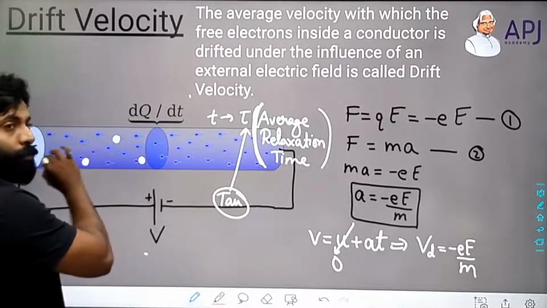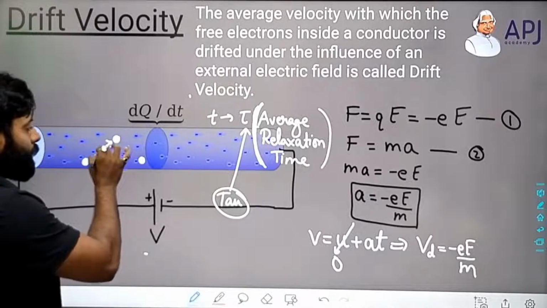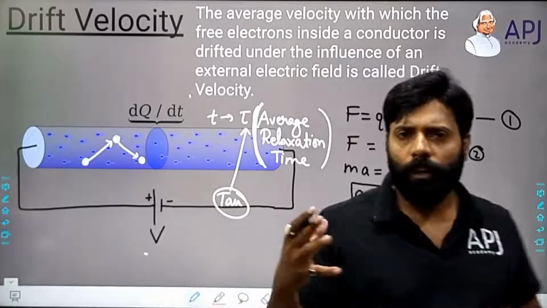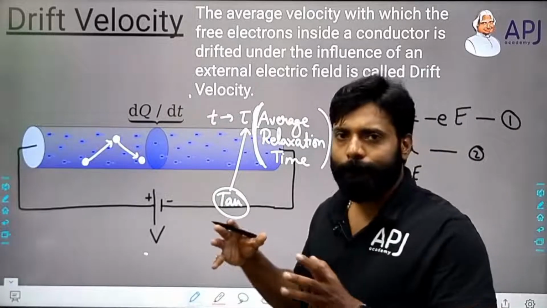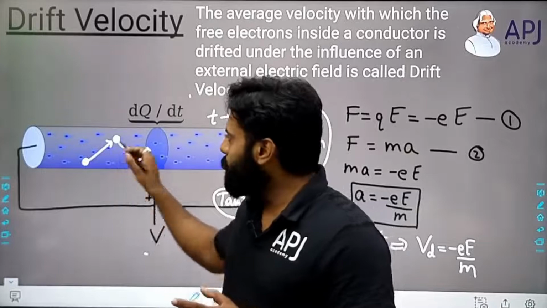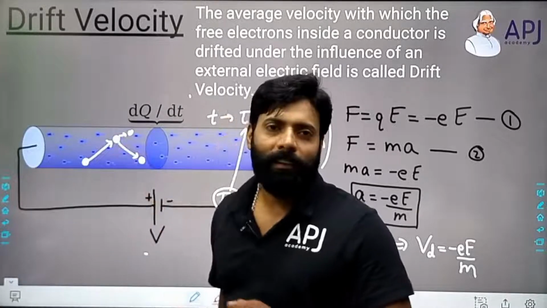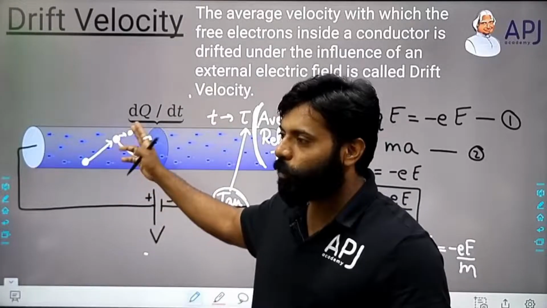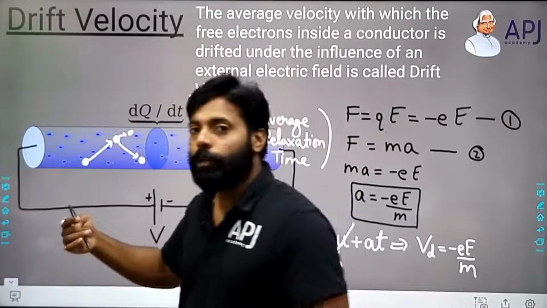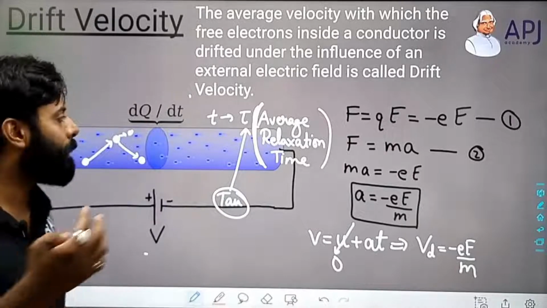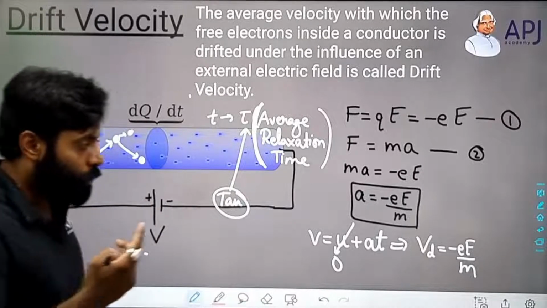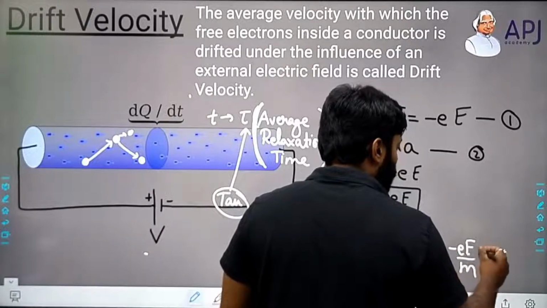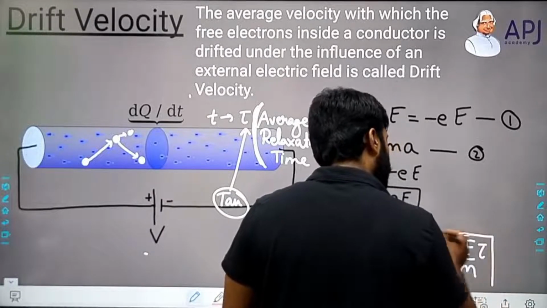Imagine that there is one electron approaching this electron, and this is approaching this electron. So there must be some time difference, isn't it? Sometimes it might happen that it will collide immediately, as soon as it turns, it collides. Many times it may happen that it does not collide immediately, and some time lag occurs. So the drift velocity I am getting is Vd equal to minus eE divided by m, and there we will be getting tau.